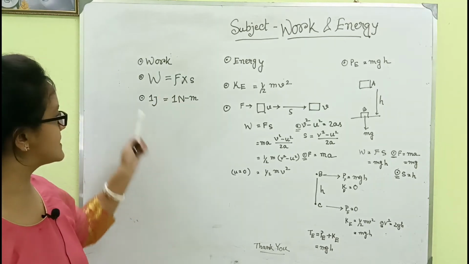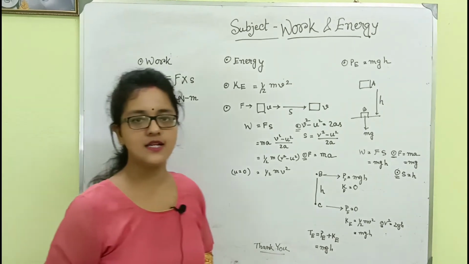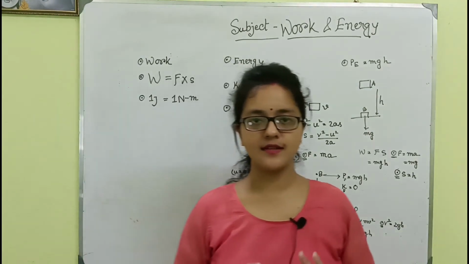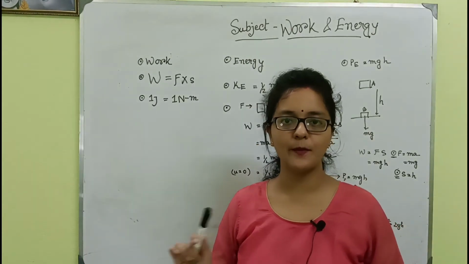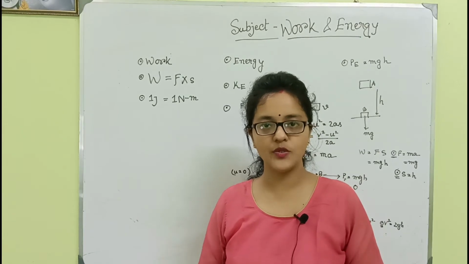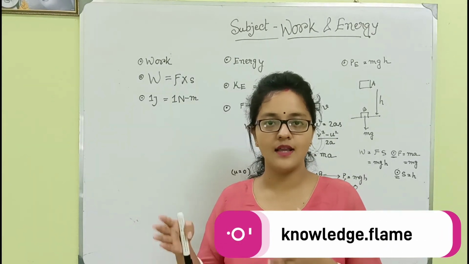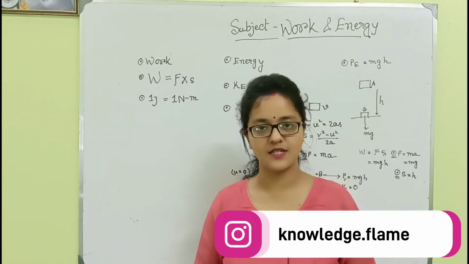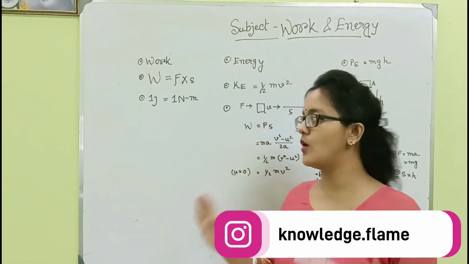Okay, and the SI unit of work is joule. 1 joule is equal to 1 Newton meter. Newton is the SI unit of force, meter is the SI unit of displacement. Okay, so this is all about work.